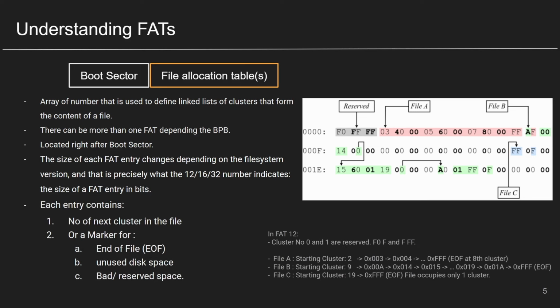Check out this example. Let's trace file A. The directory tells us that file A starts at cluster 2, so we look at the second entry in the FAT. The value there is 0x003, which means the next part of the file is cluster 3. So we jump to entry 3, which points to cluster 4, and so on. This continues until we hit a special end of file, or EOF, marker. It's a beautiful, simple way to handle file data fragmented all over the disk.